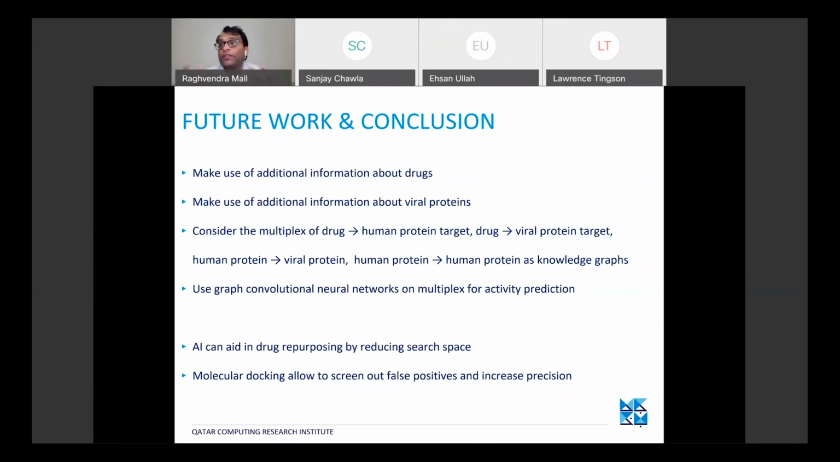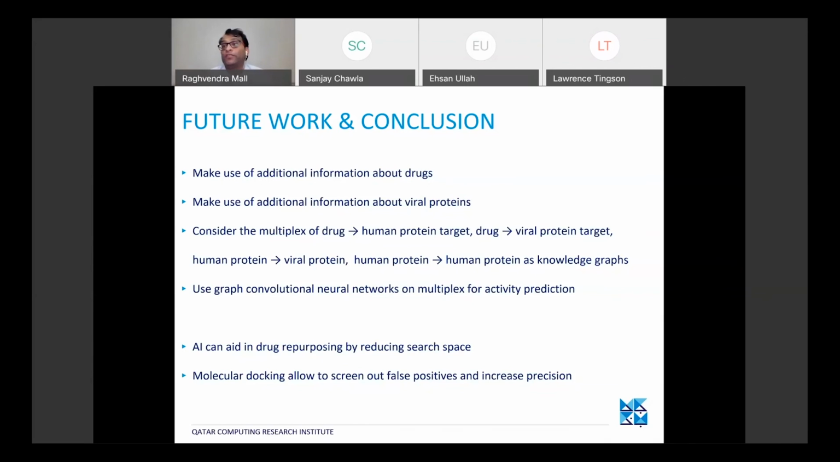For incorporating this information, we can use information such as the drug human protein target, the drug viral protein target, and human protein viral protein interaction, like information about the ACE2 receptor and the TMPRSS2, which is interacting with the spike protein, and the human protein interaction. So all this information can be included together in a knowledge graph.